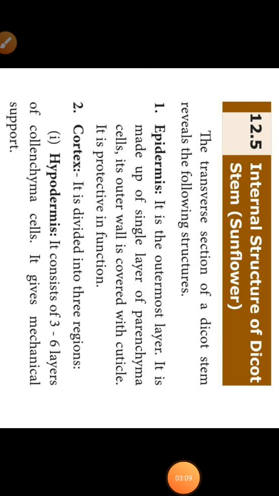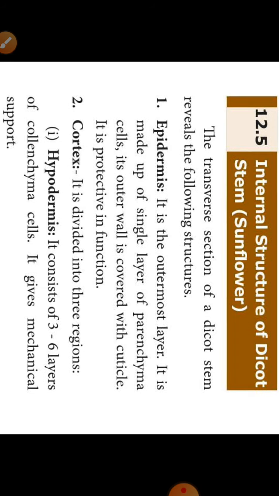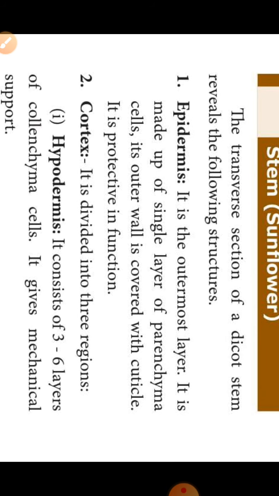My dears, look at your book, page number 176. Internal structure of dicot stem. The transverse section of dicot stem reveals the following structures. Epidermis, it is the outermost layer. It is made up of a single layer of parenchyma cells. Its outer wall is covered with cuticle. It is protective in function.